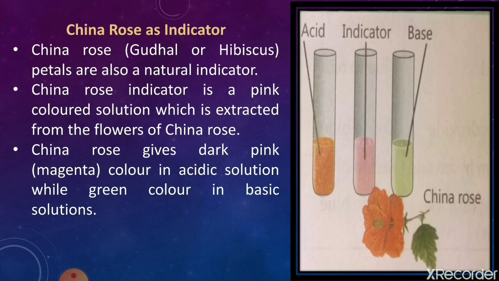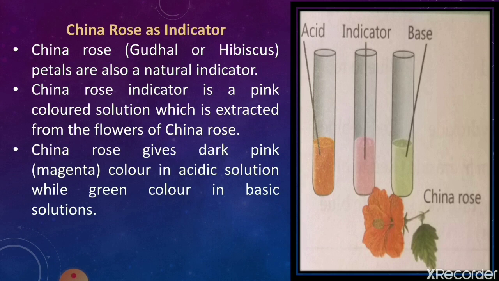Then our next type of indicator is China rose. China rose also, all of you know, gudhal or hibiscus. So it is also a natural indicator. So how is this China rose indicator prepared? This indicator also very easily you can prepare at home. Just take some China rose petals, then keep these petals in a container having water, and just boil it for some time. After boiling China rose petals in water, the solution will become pink in color.